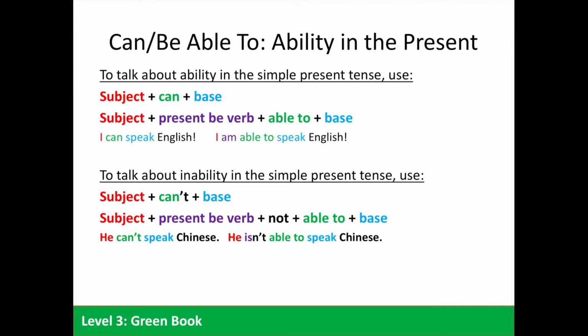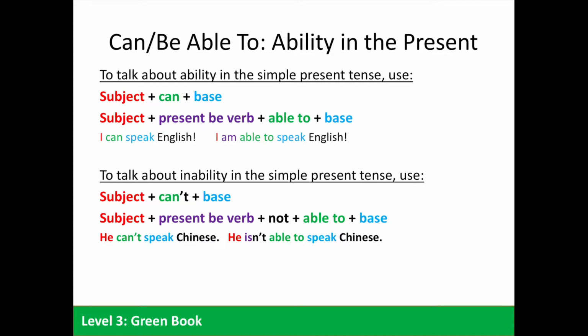Again, can and be able to are used to talk about ability in the present. So if we want to talk about ability in the simple present tense, we can use the following structures. Start with the subject, then the modal, and then the base verb. To talk about ability using be able to, the structure is as follows.